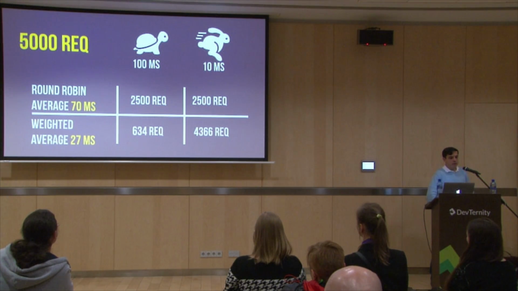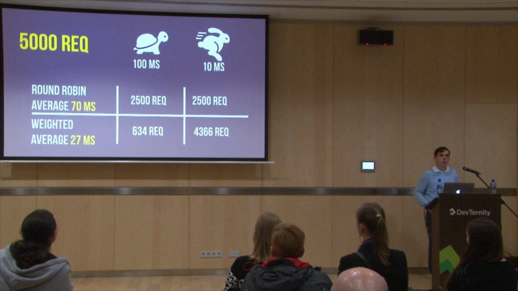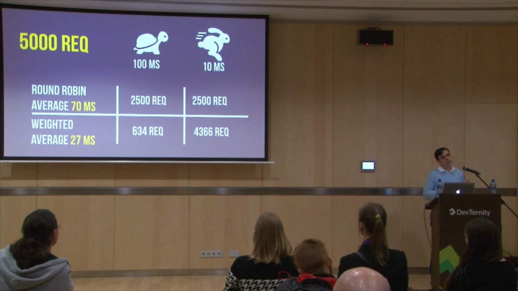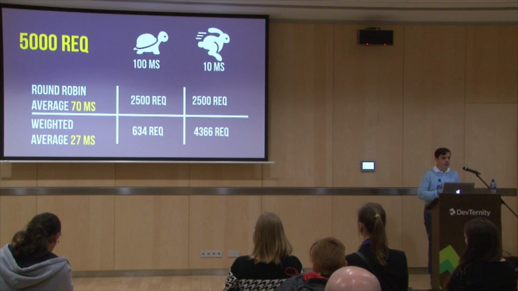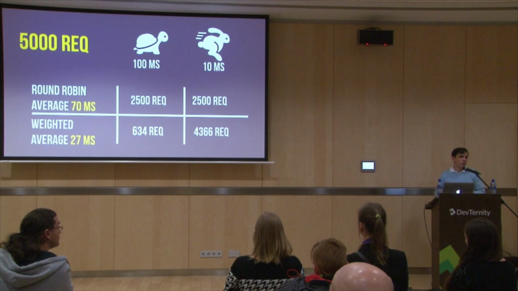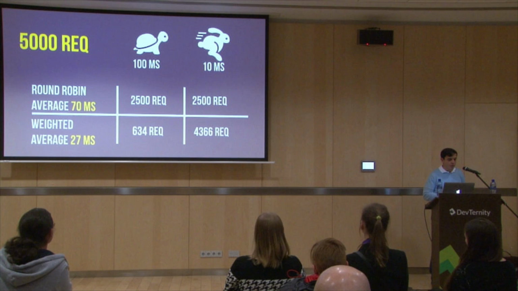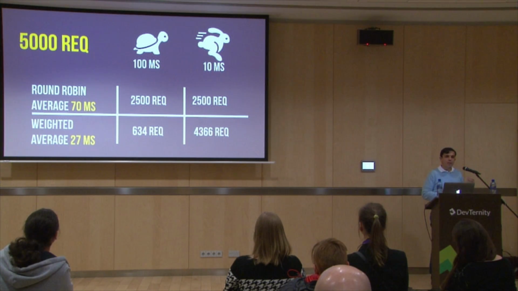If we use a weighted strategy on the client side, we measure the response time, and the service which is faster is used more often, because for a lot of reasons it can be faster. It can be temporary, but it can be persistent. If I use the weighted strategy, then the fast service serves 4,366 requests, and the slow service only 634. But the advantage here is the average response time is only 27 milliseconds, because we are utilizing the fast service even more than the slow service.